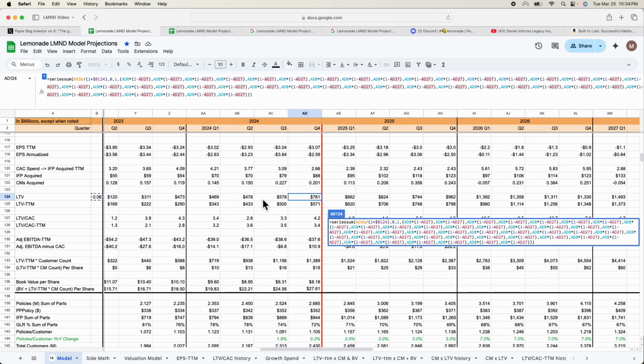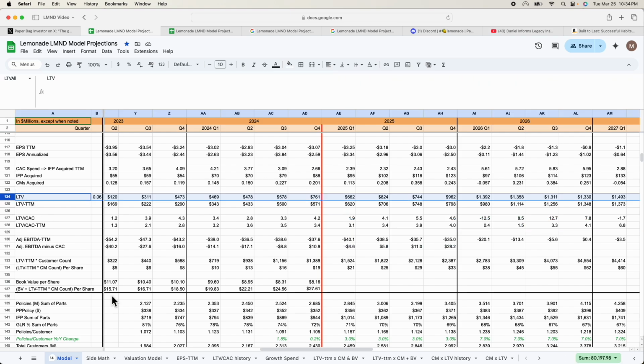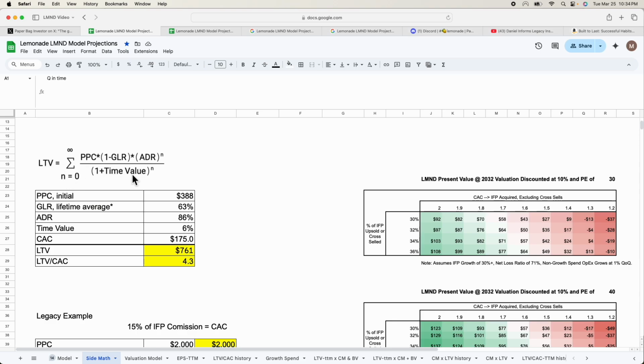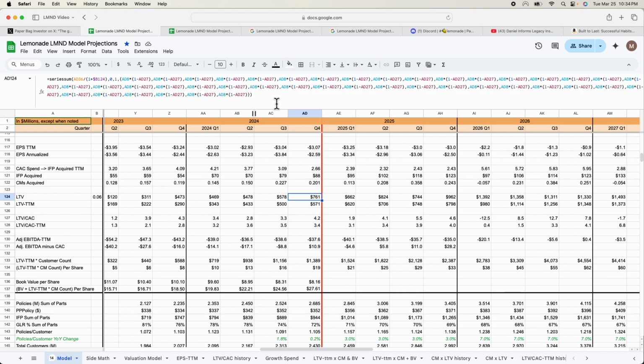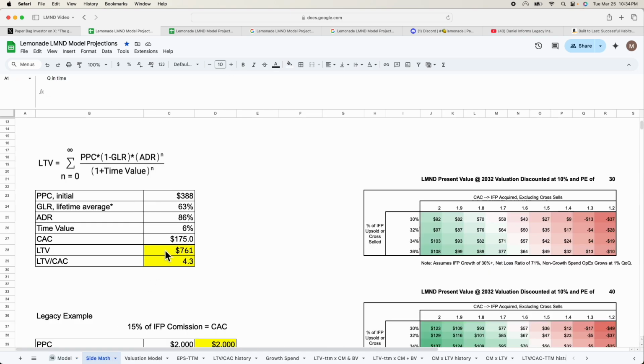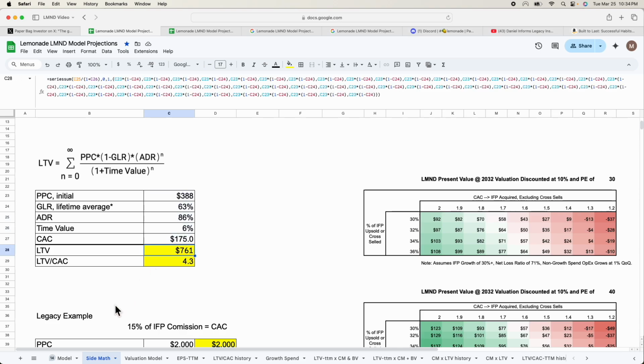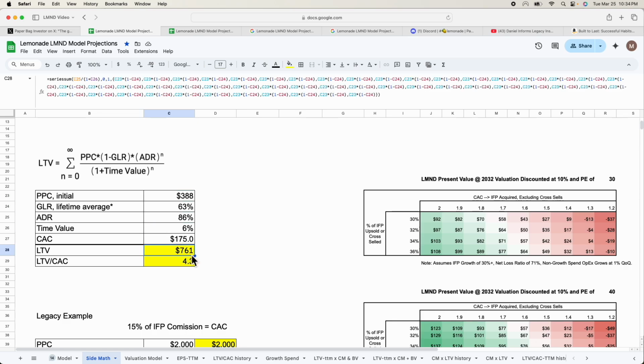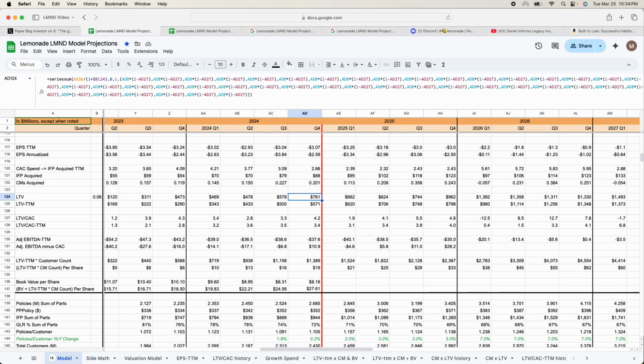And I'm going into a little more detail on how you calculate the LTV. I've talked about this in other videos, but I'm using this equation right here shown on the side. So what all these numbers are doing here is adding up your LTV. If you have similar inputs, 388, 63%, 86%, 6% discount, you're going to get an LTV of $761, which is exactly what we have shown right there.